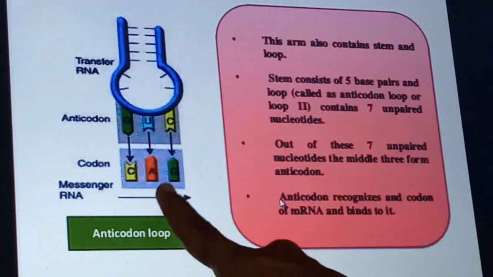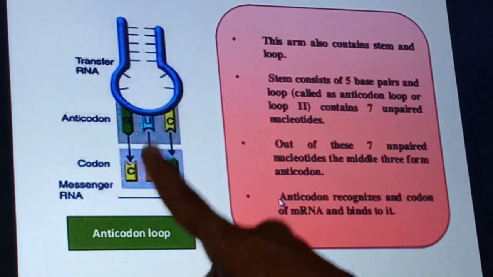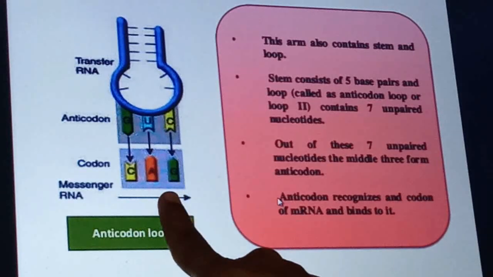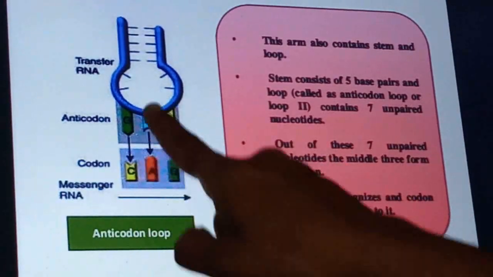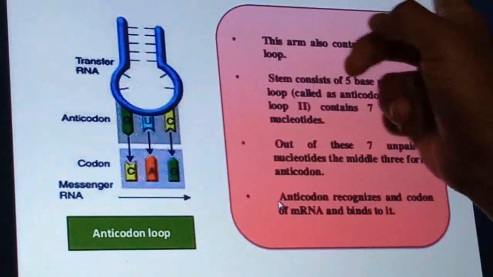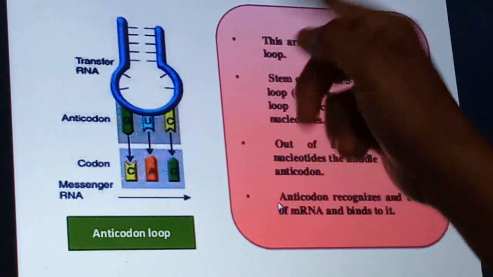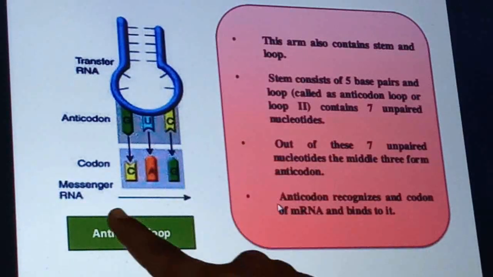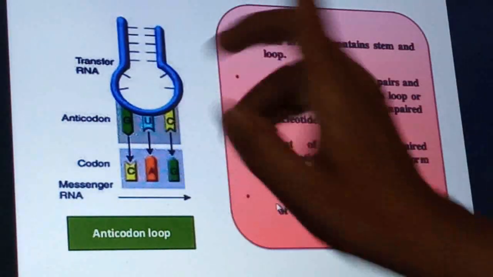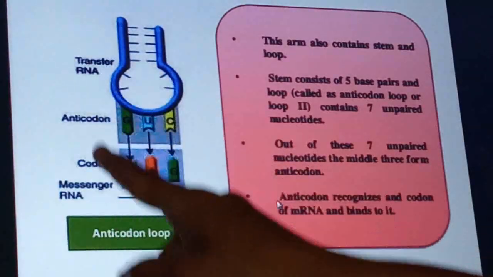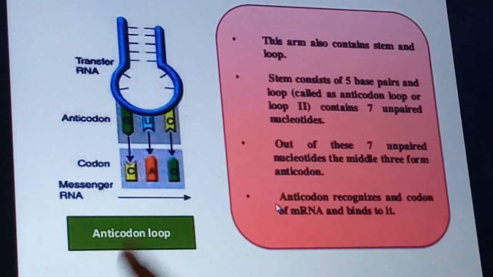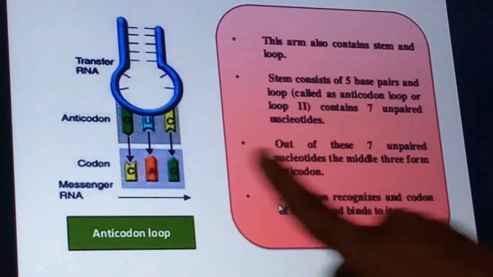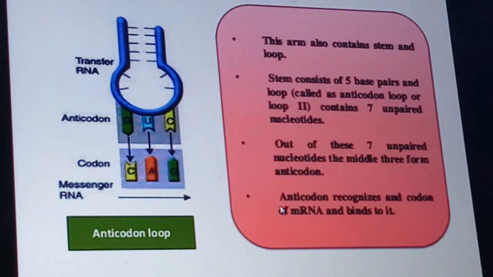So whenever the messenger RNA's codon is read by rRNA, that is ribosomal RNA, the specific tRNA having the matching anticodon will transfer along with the specific amino acid and get paired on the messenger RNA to give the amino acid. So that's why it plays a very important role in the translation process. The anticodon recognizes the codon of mRNA and binds to it to deliver the amino acid.